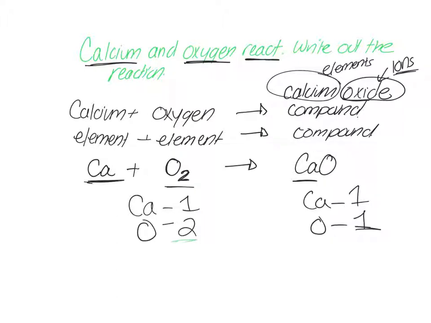So to get the 2 oxygens here, I'm going to put a 2 in front of here. Remember again that you can only write coefficients, not subscripts. So a 2 in front of here. Now this did change this, but it also changed this. So now this is also a 2. So that means that I need to put a 2 in front of here to also have the same.